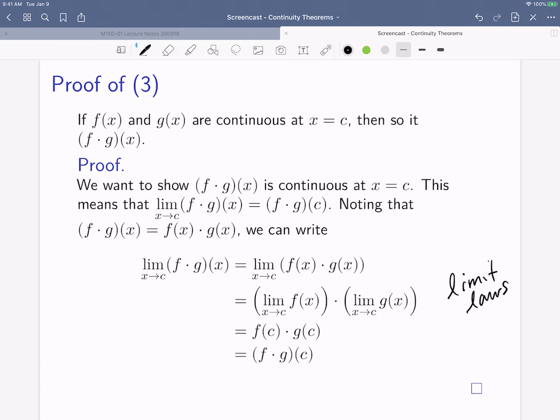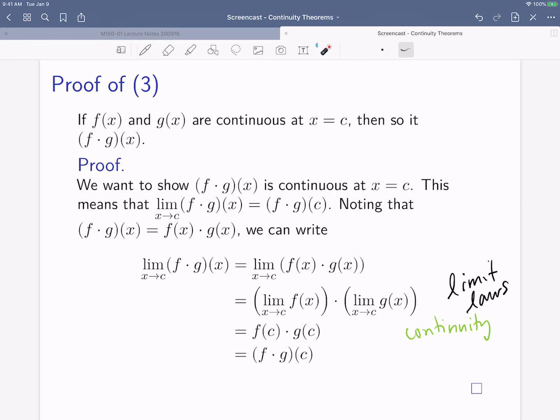Okay? And then we use the definition of continuity again here to say this limit as x goes to c of f of x is f of c, and likewise this is that. And then we conclude by using the pointwise definition of the product function right here to write f of c times g of c as the value of f times g at c. And there you go. That's what we wanted. Okay. So that's how those proofs work.